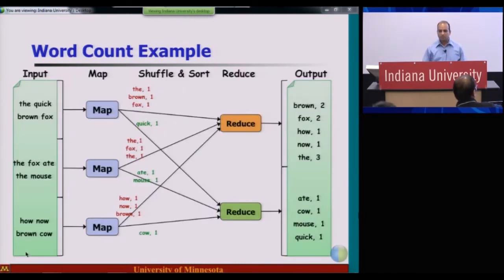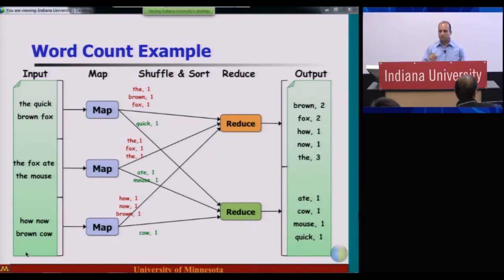Here's an illustration of this word count example. Suppose we have input which basically consists of these 3 lines. The quick brown fox, the fox ate the mouse, how now brown cow. And we have 3 different machines running map. So we send each line to one of these map functions. The map function basically simply counts how many times each word is appearing in the text. And then each map function sends each of these intermediate key value pairs, which means each word along with its count, to one of the reducers.